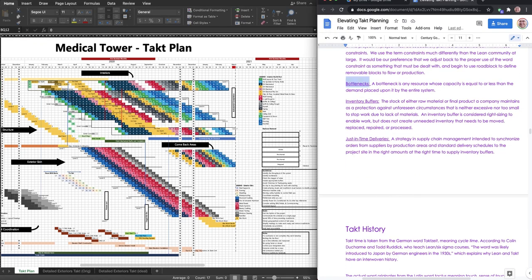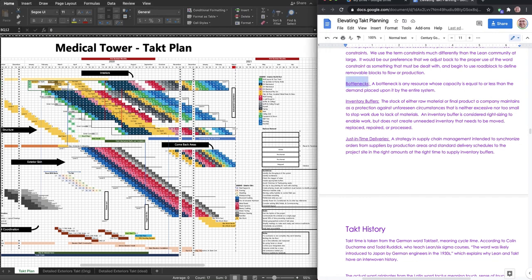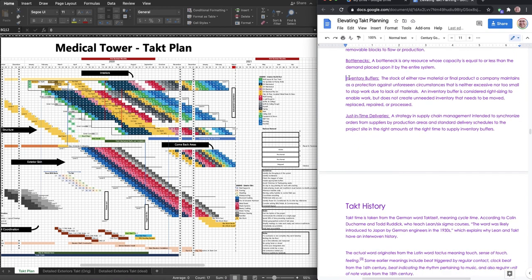Bottlenecks. These are your slowest trades. So right now, the exterior is a bottleneck, the mechanical is a bottleneck, and electrical is. What we attempt to do is improve the efficiency of these bottlenecks, and when we can't, when we're going as fast as we can, we slow everything else down. Inventory buffers, these are the buffers of stock materials that we allow to come out by area when we're doing just-in-time deliveries, because that's the genius of the system.